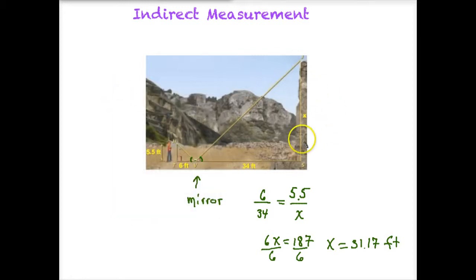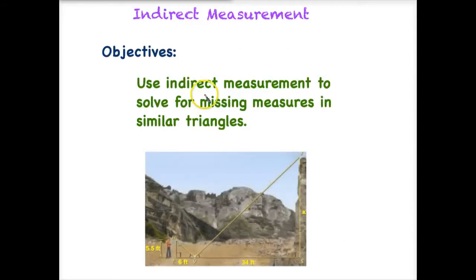So we were able to calculate that without actually having to climb to the top of the canyon, drop a tape measure down, which would be very problematic. This concludes our lesson today on indirect measurement. And now you can see how we can use this indirect measurement to help us solve for missing measures in similar triangles.